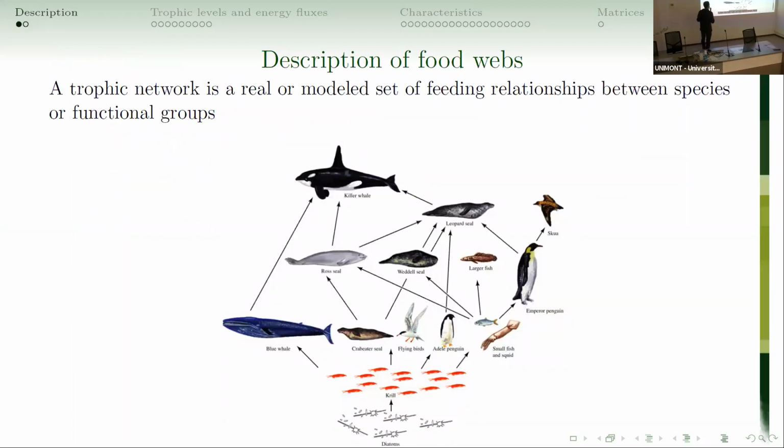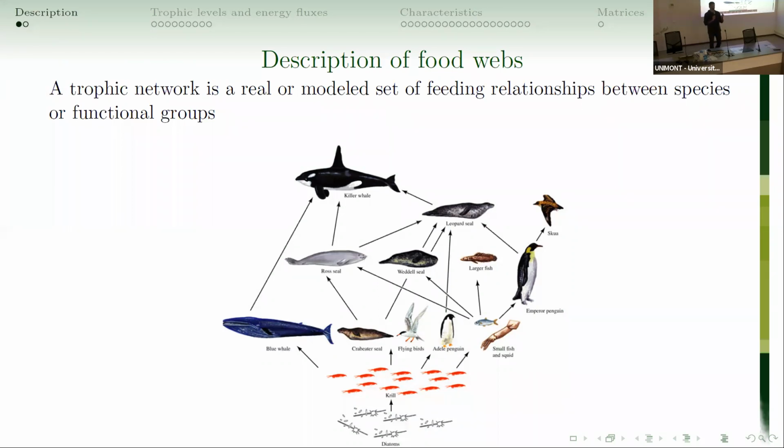So this is a food web. Basically, what you see here is a food web, and a food web is a scheme of the trophic interactions in a community. There's only the trophic, no competition, just trophic, so who eats whom. What is a community?